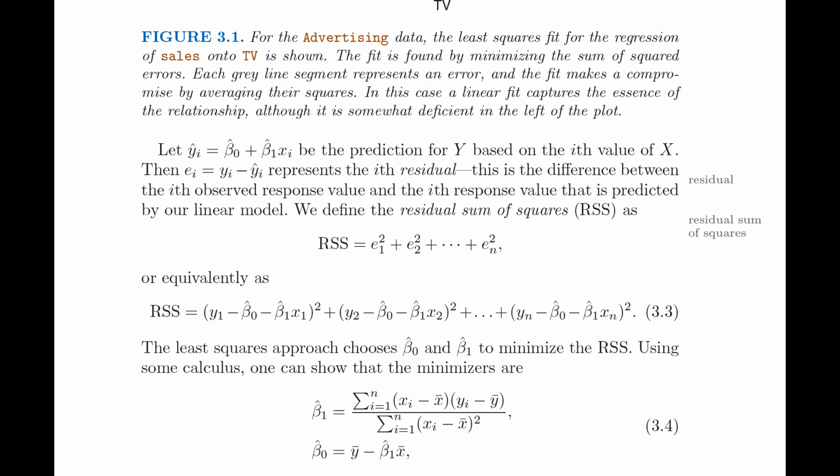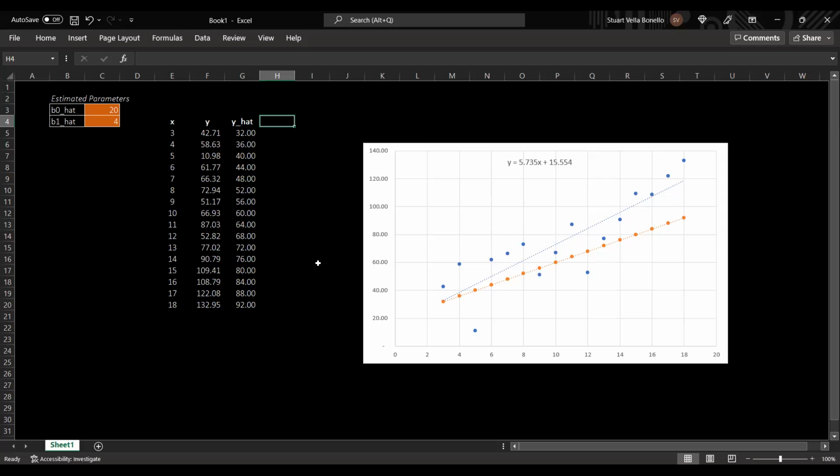So that's the actual, and the ith response value that is predicted by our linear model. Okay, so let's calculate the residuals. And this is e, or e_i. Of course, if I'm going to use i, then I'll have to use i. And we could do that.